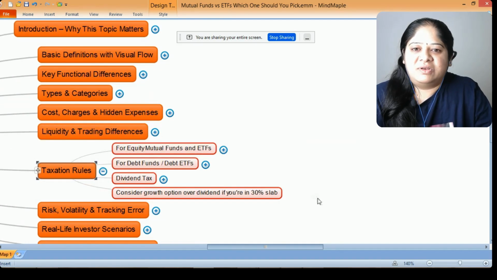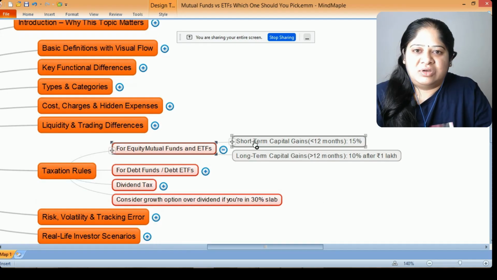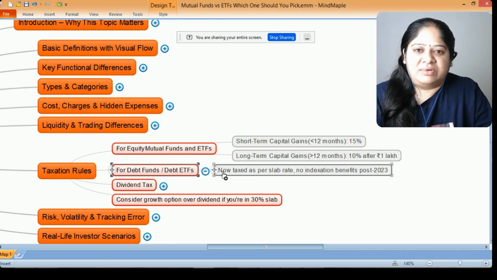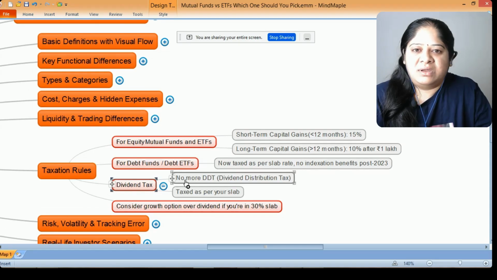Taxation rules. For equity mutual funds and ETFs, short term capital gains, less than 12 months, are taxed at 15%. Long term capital gains, greater than 12 months, are taxed at 10% after rupees 1 lakh. Debt funds or debt ETFs are now taxed as per slab rate, with no indexation benefits post 2023. Dividend tax: no more dividend distribution tax, it is taxed as per your slab. Consider the growth option over dividend if you are in the 30% slab.